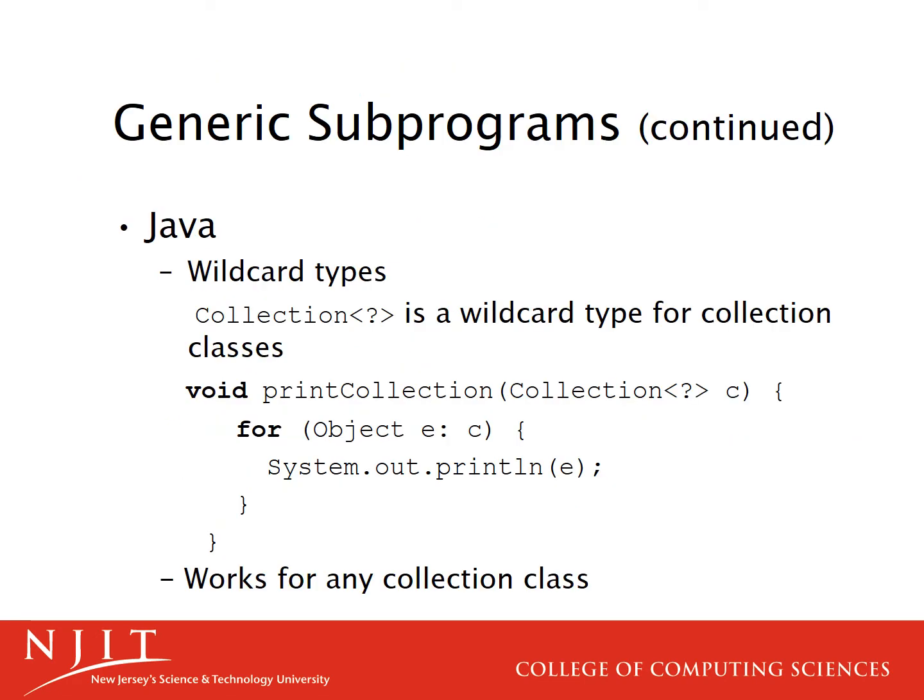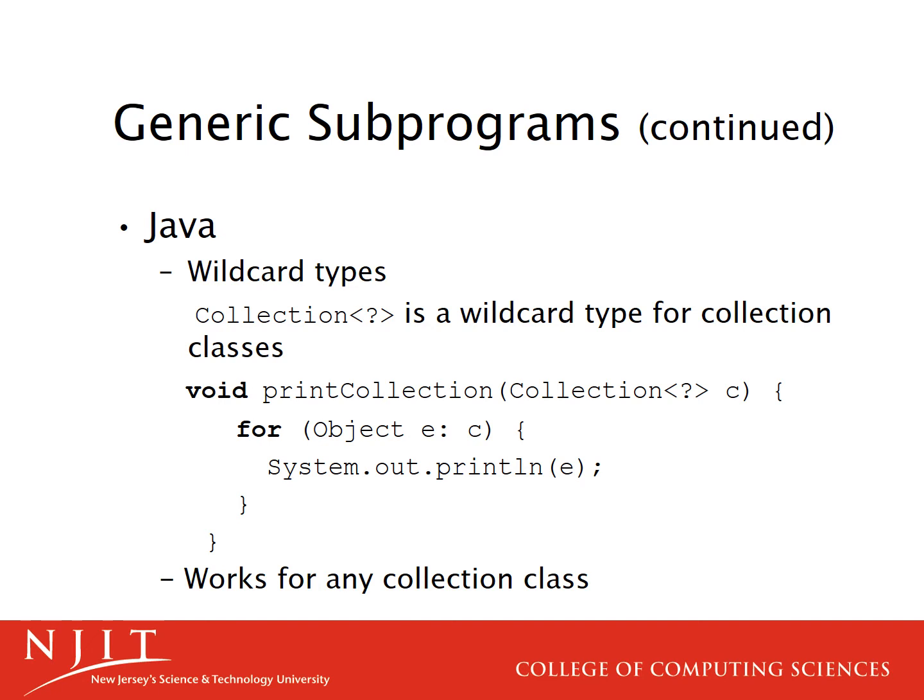And the ability to have wildcard types. So this code declares a template, or a generic, where it's a collection of anything. Works for any collection class. And the question mark is a wildcard. So both C++ and Java have this ability to have generics. There are slightly different restrictions and slightly different features, but when invoked, everything kind of looks the same.